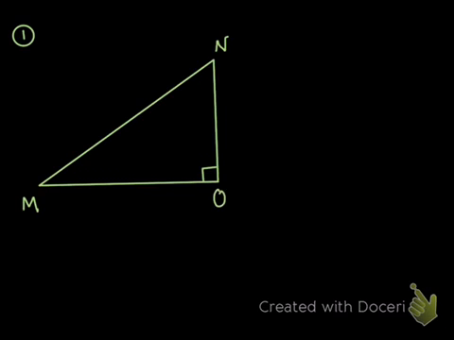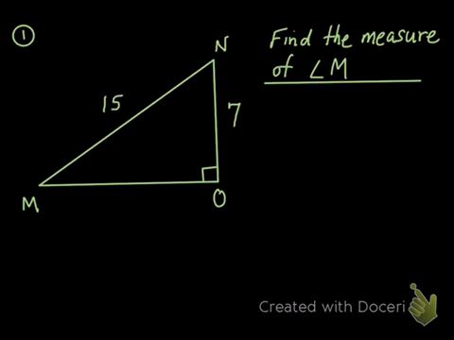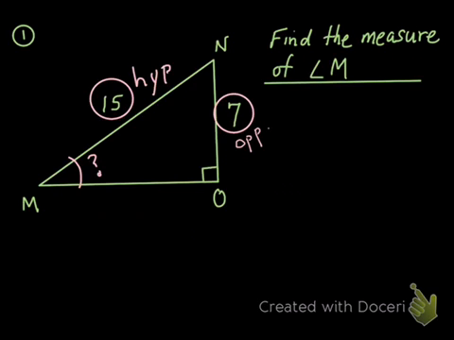Here's example 1. I've got a right triangle, MON. I've got 2 side lengths. NO is 7 and MN is 15. My task is to find the measure of angle M. Well, the first thing to do is look at the information you are given and determine whether the side lengths offered are opposite sides, adjacent sides, or hypotenuse. Well, 7 I recognize as the opposite side to angle M. Again, I'm focusing on angle M. 7 is the opposite side to angle M, while 15 is the hypotenuse.